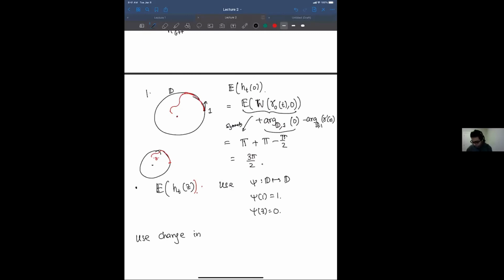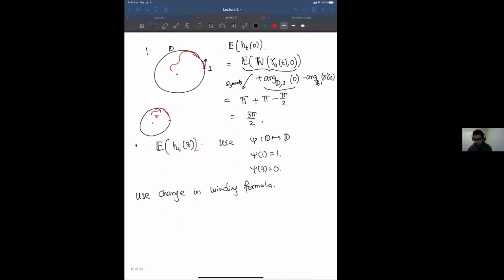In the interest of time, let me not do this calculation, but you can imagine what to do here. We have the change in winding formula, which works for fractal curves cut off at a point, and we have an explicit Mobius map. If you use the change in winding formula, what we get, even pointwise, is that HTZ minus HT0 is minus arg of psi prime of z plus epsilon, plus some error, which is of the order e to the minus constant times t. This you can explicitly compute.